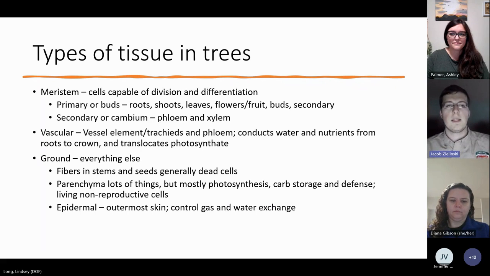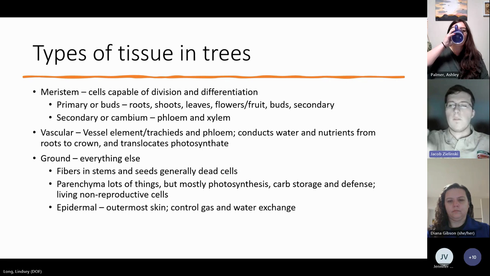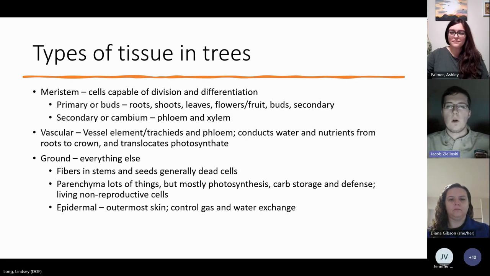So, vessel elements and tracheids. There are these little tiny holes in the wood, these wood tubes called vessel elements. These little wood holes and the phloem both conduct water and nutrients from the roots to the crown. So they all go up in the phloem, and they move phosphonate.